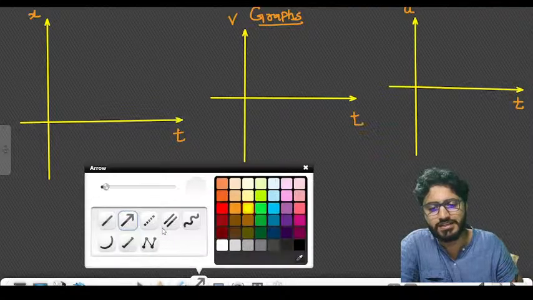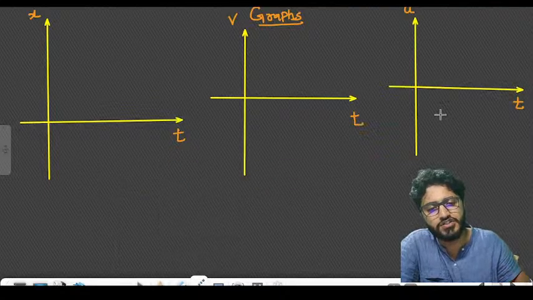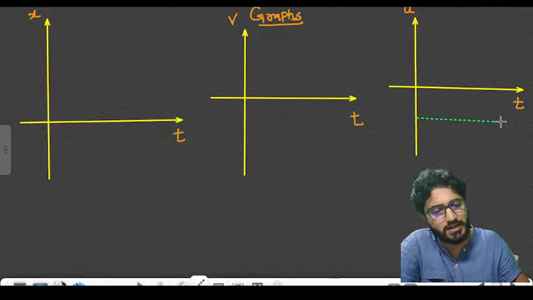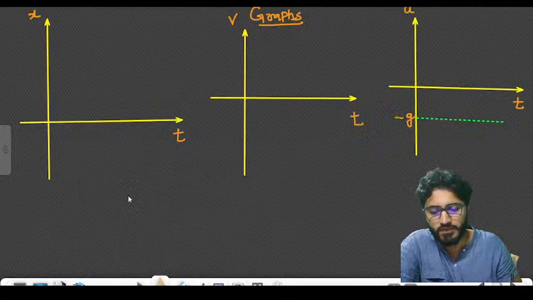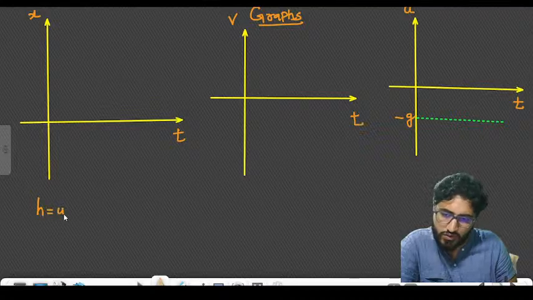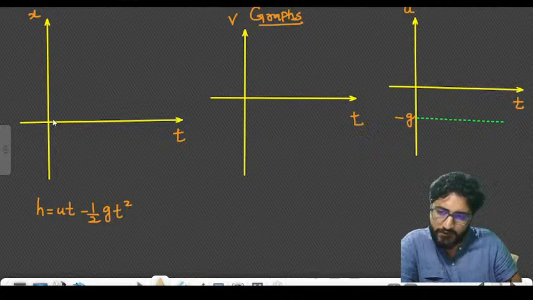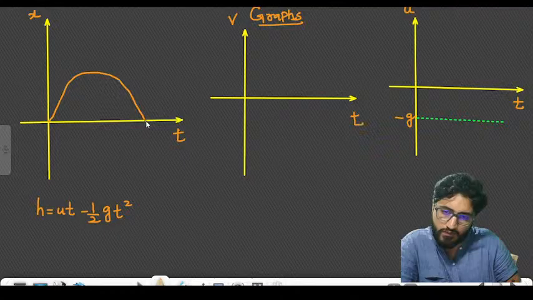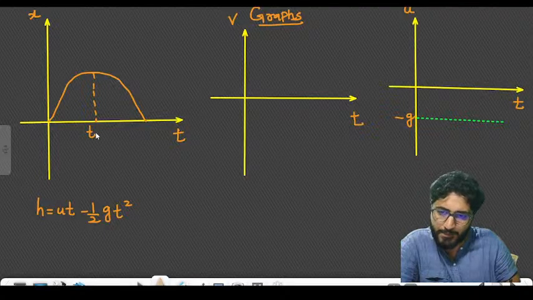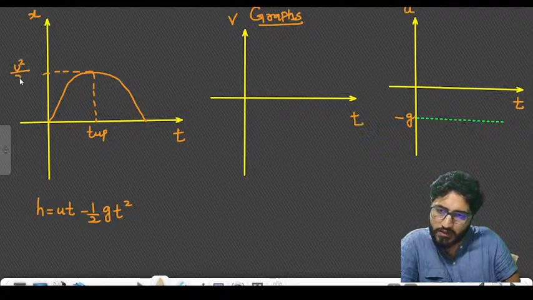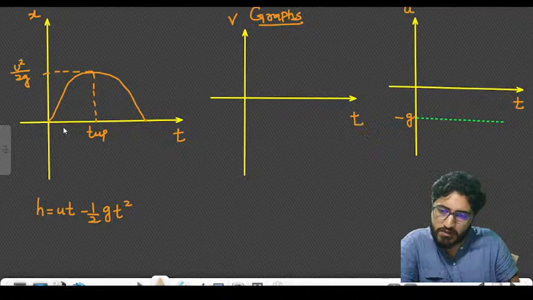One thing is there. We know acceleration is always constant and negative. I guess the graph will look like this now, at minus g. This thing is done. Now, H is equal to ut minus 1/2 gt square. The graph will look like this now. Maximum height will be u square by 2g at t up, which will be u by g. And this one is total time T.